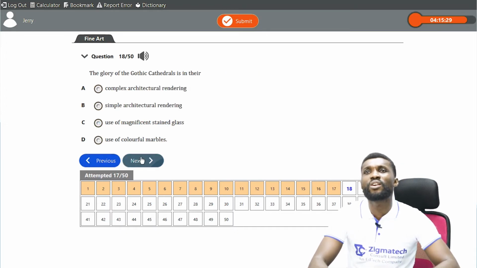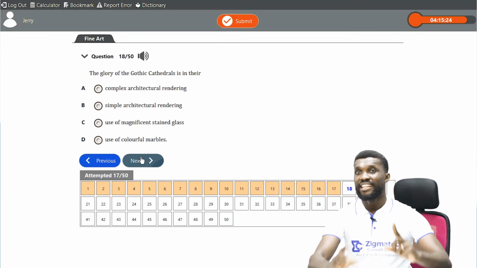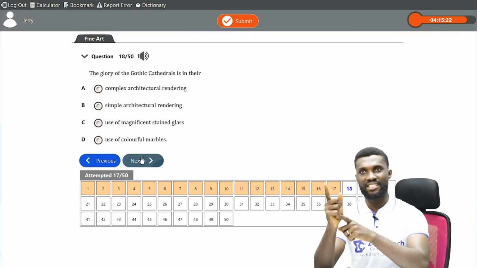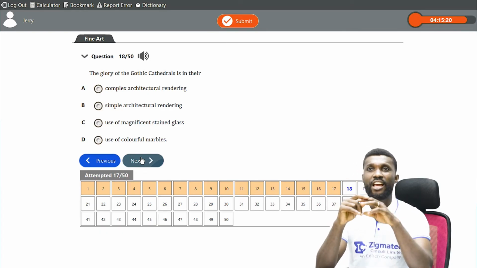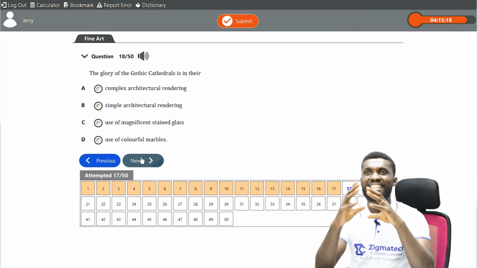Now the glory of the Gothic cathedral is in their dash. Listen, the glory of the Gothic cathedral is in their dash. A. Complex architectural what? Rendering.